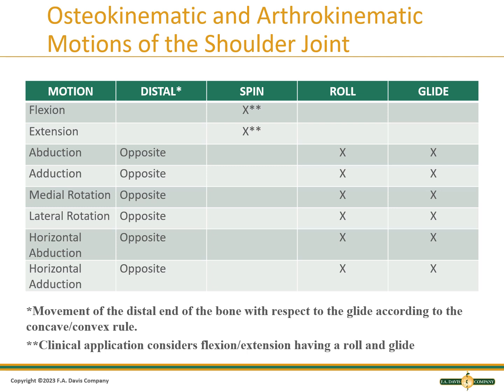Medial rotation is going to have an anterior roll and a posterior glide. Lateral rotation will have a posterior roll and an anterior glide. Horizontal abduction is going to have a posterior roll and an anterior glide, and horizontal adduction is going to have an anterior roll and a posterior glide.